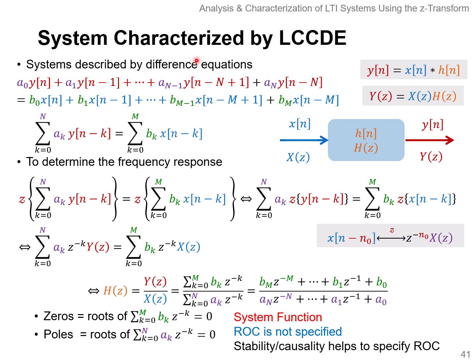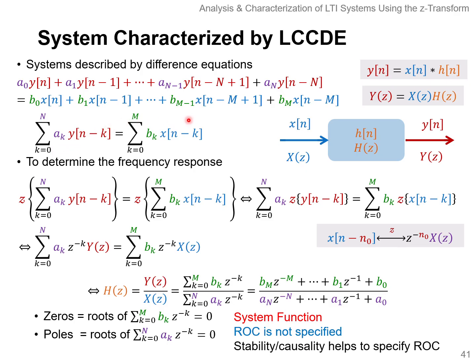Next, we talk about linear constant coefficient difference equations. These equations describe a discrete time system by linking the input and the output. The difference equation has delayed versions of the output on the left side. Each delayed output has a coefficient ak.